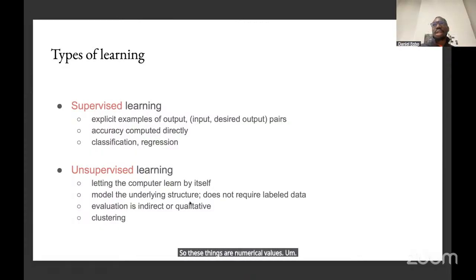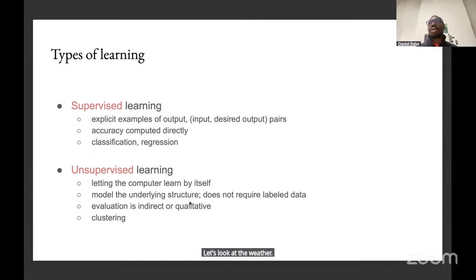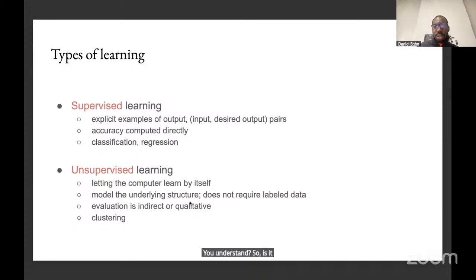It could also be many other cases. Maybe you're trying to predict the weight of an object, or things like temperature. For example, what is the temperature now? Let's look at the weather. You can say the temperature is 18.5 degrees Celsius, right? So these things are continuous. On the other hand, classification in terms of weather could be: is it hot or cold? Is it sunny or not sunny? So things that you can classify. These are a few examples.